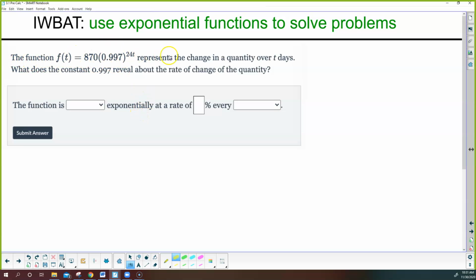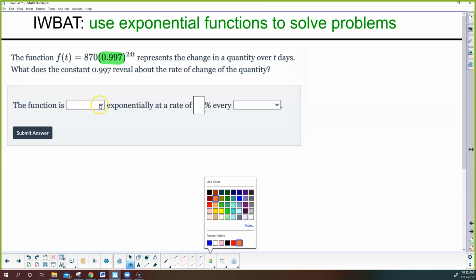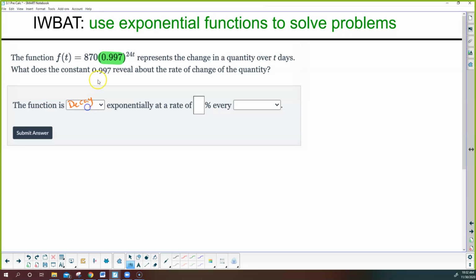Now they give us a function that represents the change in quantity over t days. What does the constant 0.997 reveal about the rate of change? Well, all right, let's look at that. We're going to look at this value right here. That's your b value. Well, when your base is less than 1, you have to do a couple of things to solve this problem correctly. There's going to be a drop-down menu, and it's going to be growth or decay. In this case, it's decay because the b value is between 0 and 1.